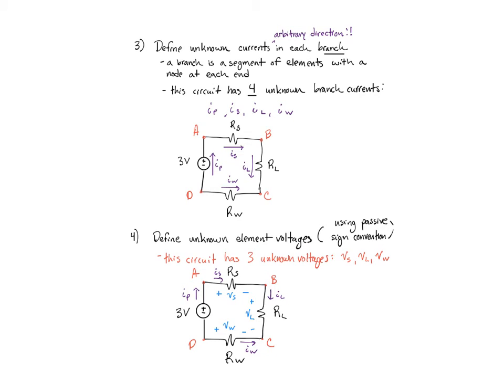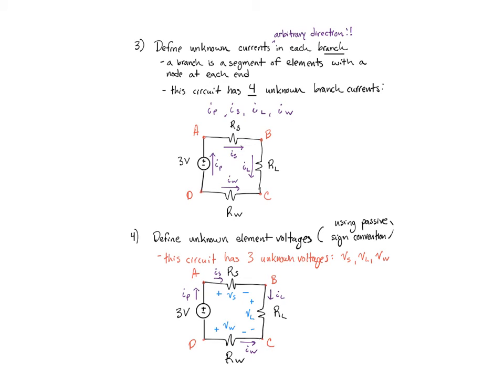So the objective is in each branch, we're going to define a current, and note that we can do so with an arbitrary direction. So I'm going to write that there's a current IS going from left to right through the RS element. There's IL going down through RL, IW going right through RW, and IP going between D and A through the 3-volt voltage source. Direction is completely arbitrary, as we're going to find out later. We'll really solve for the magnitudes and the directions at a later point.